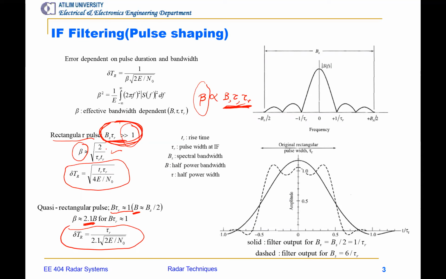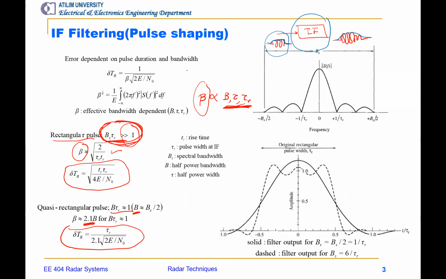Now, again, remember this: we have an IF stage here. We have an input pulse, okay? And we have an output pulse whose envelope, you see, is different from the envelope of the input pulse. So this is about designing this IF stage, or designing a pulse shape, actually. So somehow this is pulse shaping.